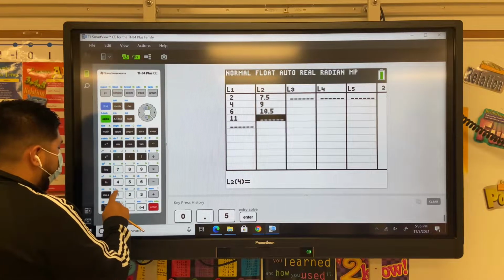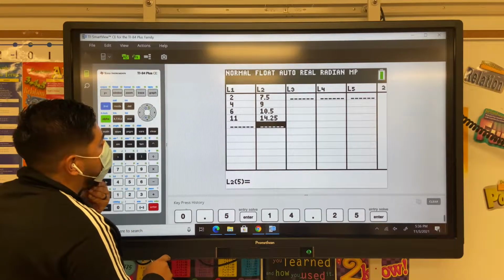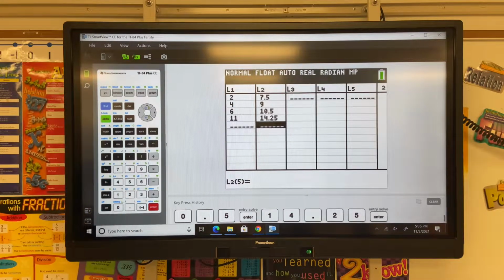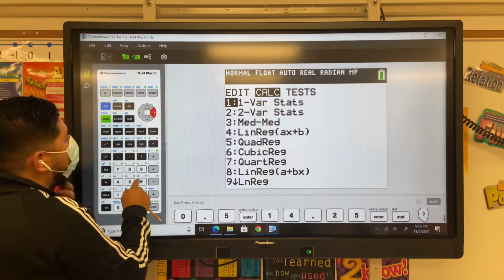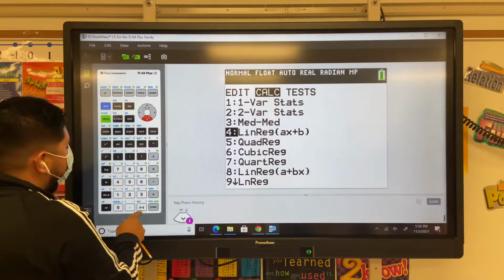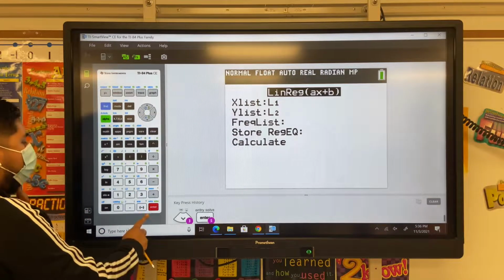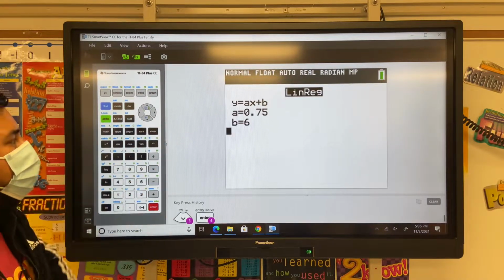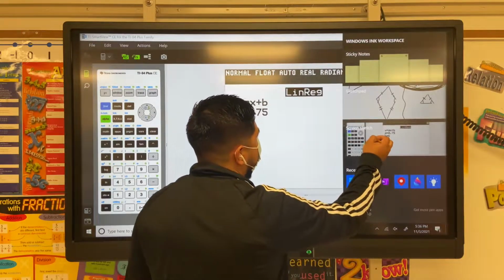10.5, 14.25. There we go. Finishing it off with stat calc 4. There's my equation. You should be able to write this before I write it on the piece of paper.